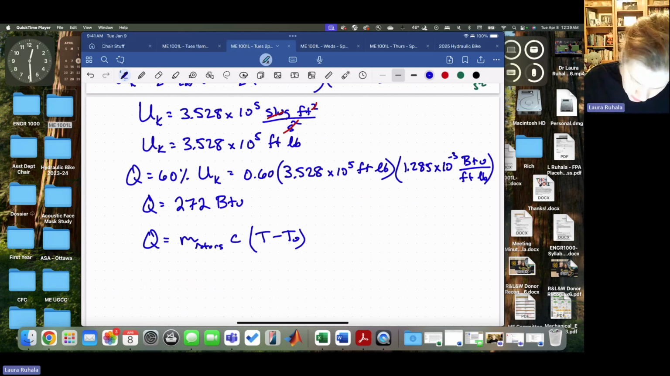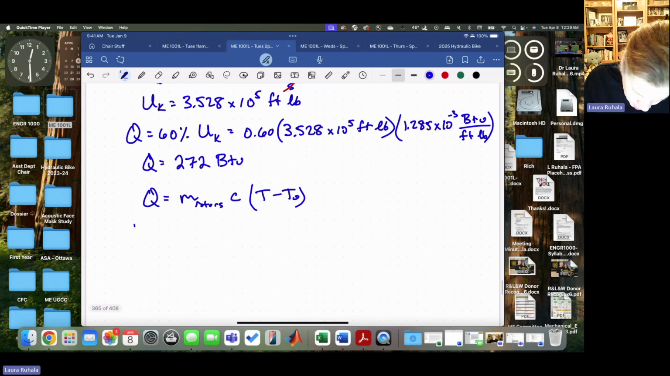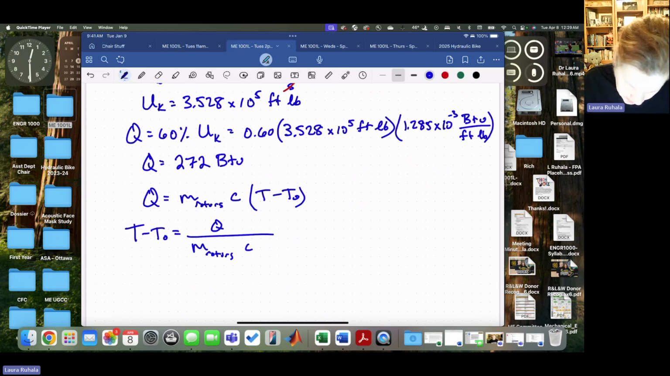So let's rearrange this so that my temperature change will be Q, the heat, divided by the mass of the rotors times their specific heat. Because it's the mass of the rotors, that's what's heating up, not the car, so I'm not going to use the mass of the car.